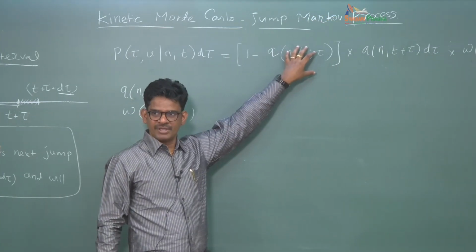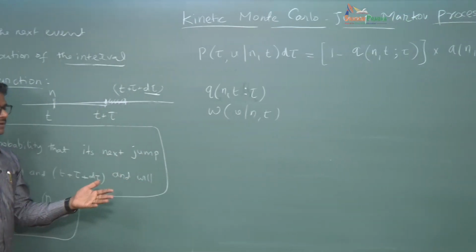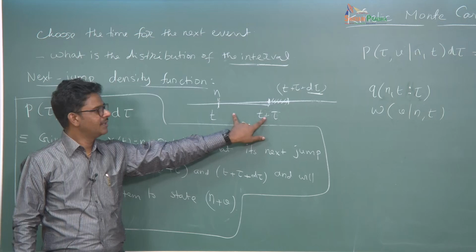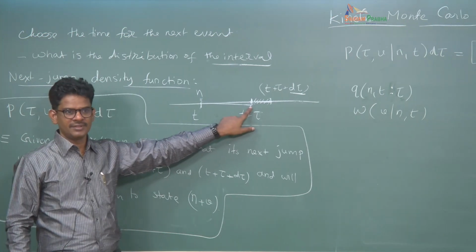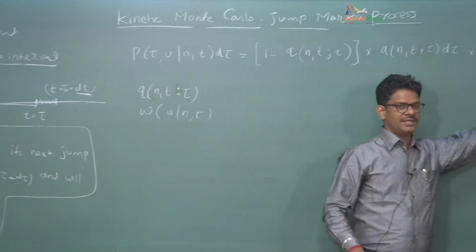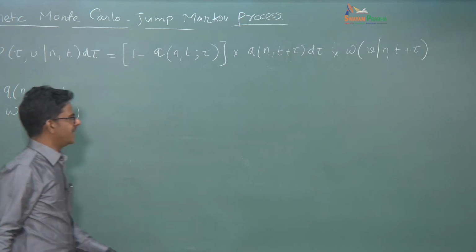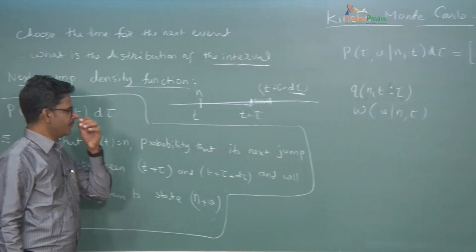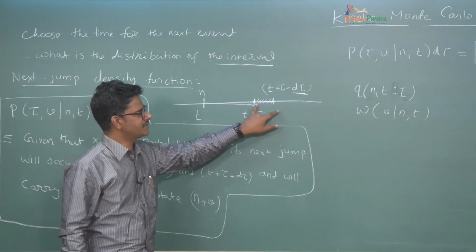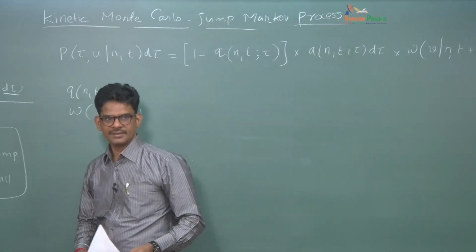Q is a probability to jump, 1 minus q is the probability not to jump. Over what? It is between this time interval. Okay, the system is not moving at all. Then after this time t plus tau, this is the rate at which it will jump, and this is the rate at which it will land in a new state n plus v. So this entire probability is now broken into some region where no jump happens, times once it happens, what is the rate and what is the landing probability.